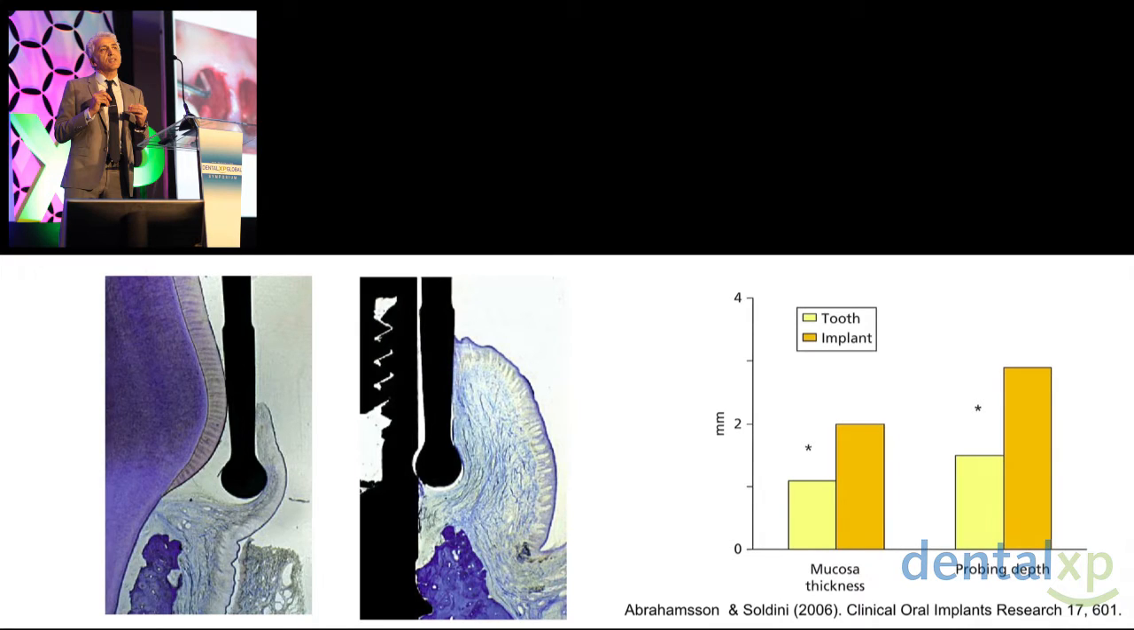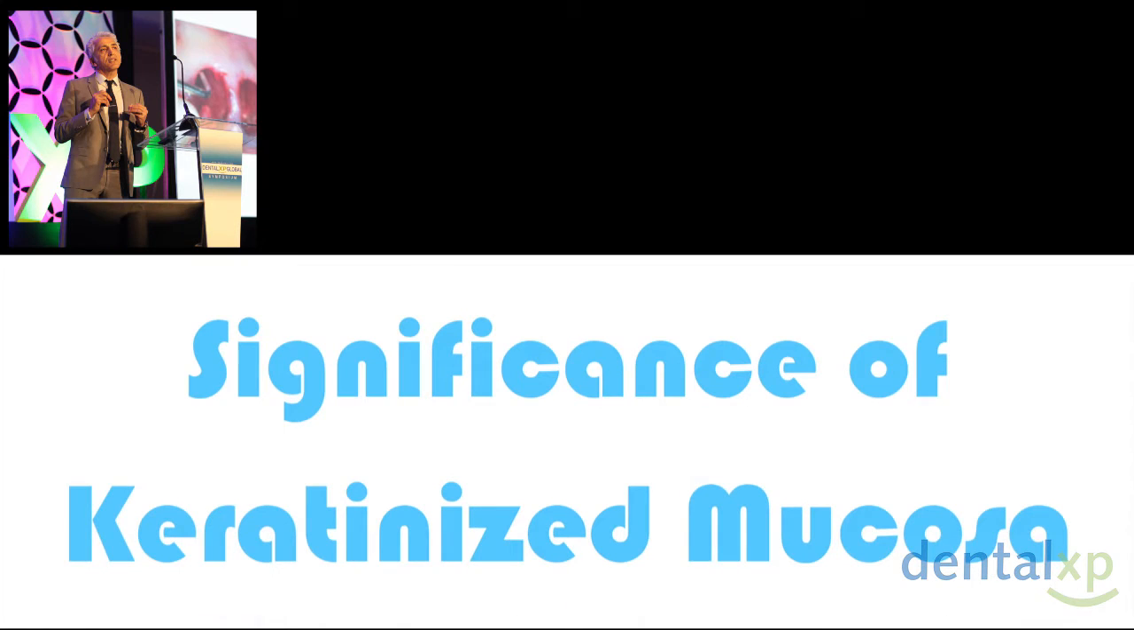When we probe around teeth and implants, we usually get deeper probing around dental implants. The mucosal thickness is a little deeper around implants and more variable because we place implants in different positions and use implants of different crestal morphology and platform, so we get much more variability around dental implants. We also have to deal with keratinized mucosa as a zone. We've known for many years about the significance of keratinized gingiva around teeth. Now we also have to address keratinized mucosa around dental implants.